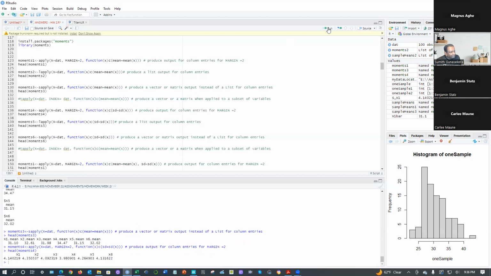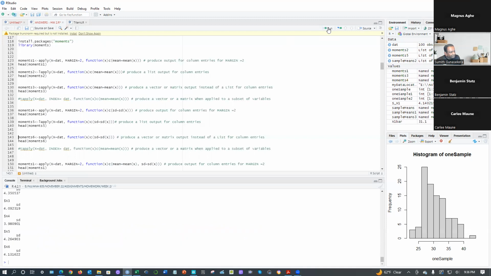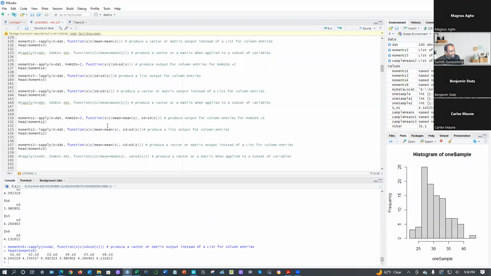The standard deviation, another way to get this now. Same standard deviation, like that. Now what I'm going to do is get both at the same time. Tackle both, mean and standard deviation, at the same time. Put the function c(mean = mean(x), sd = sd(x)).